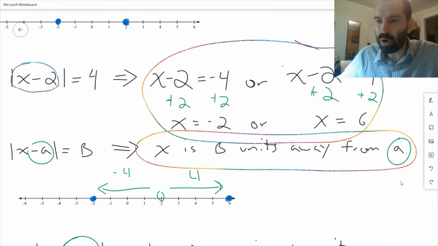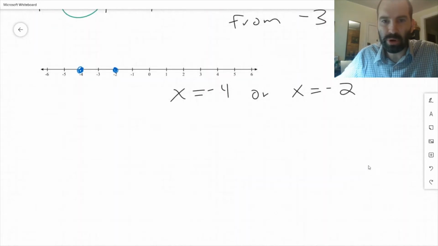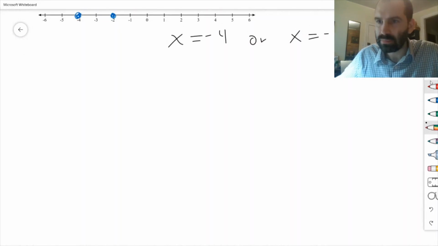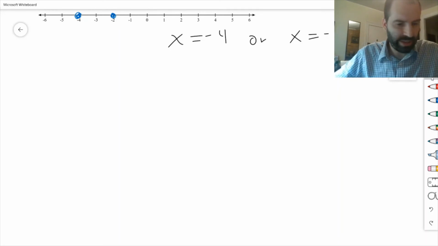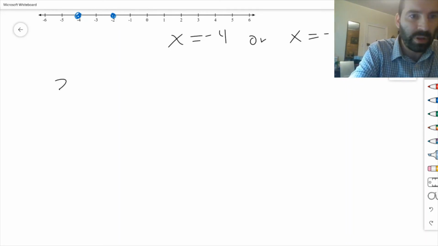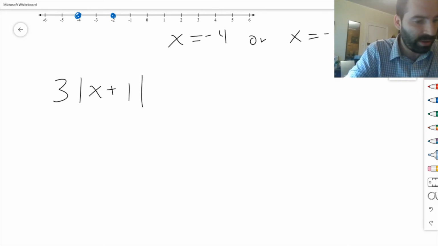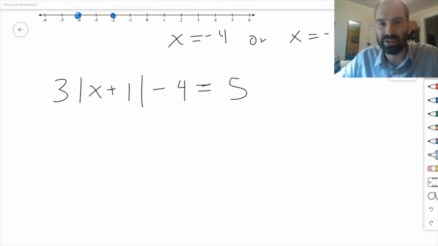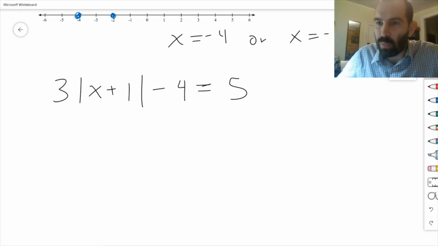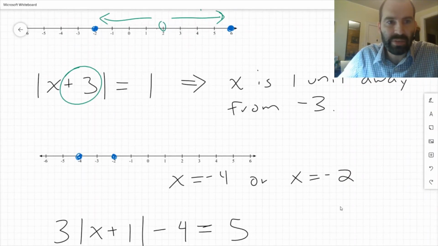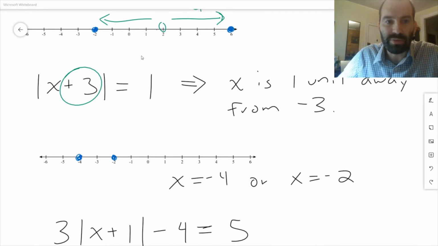And I'm going to do one more problem that's a little bit more complicated. To tie all this together, let's look at the equation 3 times the absolute value of x plus 1, minus 4, equals 5. Okay, here's our equation that we want to solve. How would we solve this? Well, notice that what we've talked about all had to do with having the absolute value all by itself on the left-hand side. So let's do that, all right?